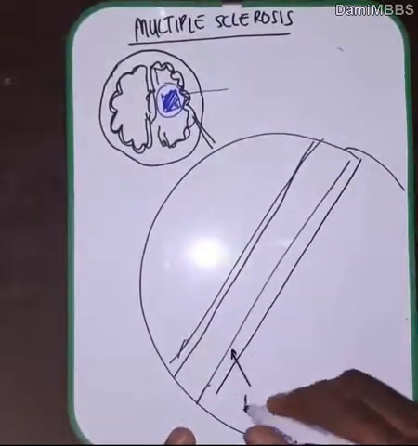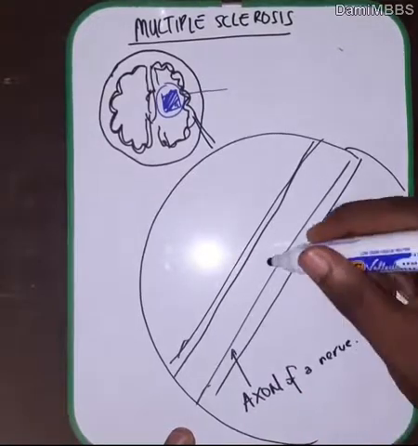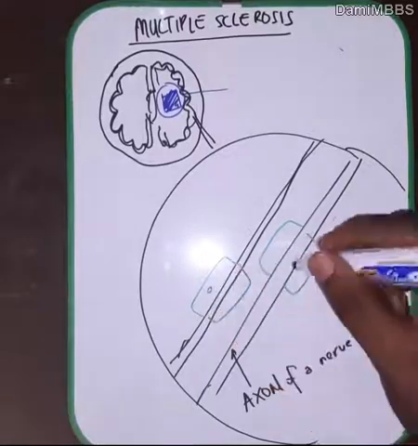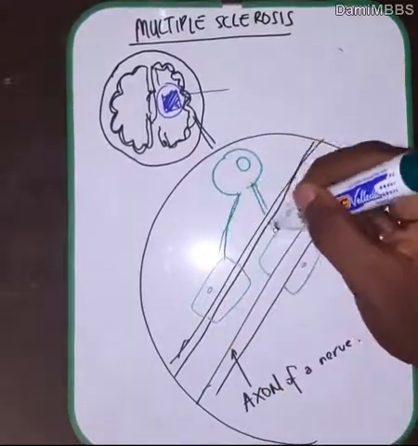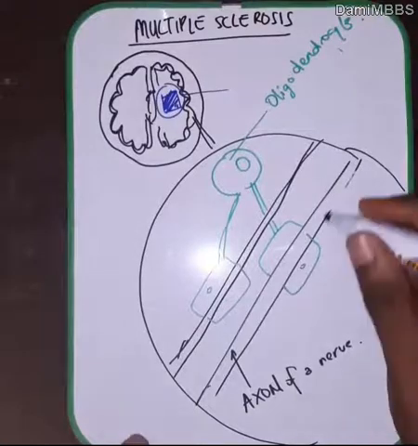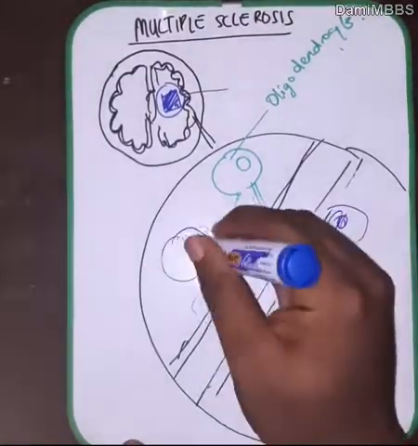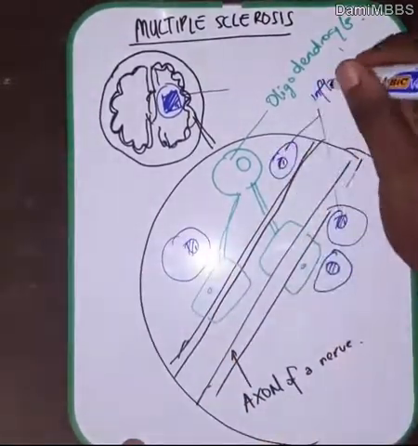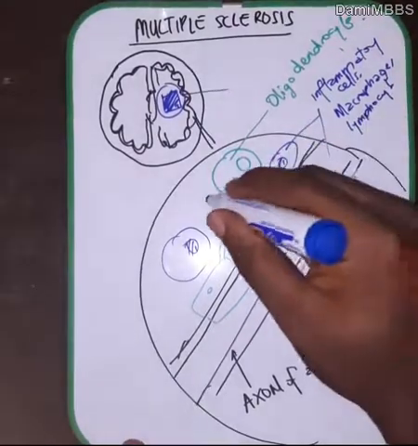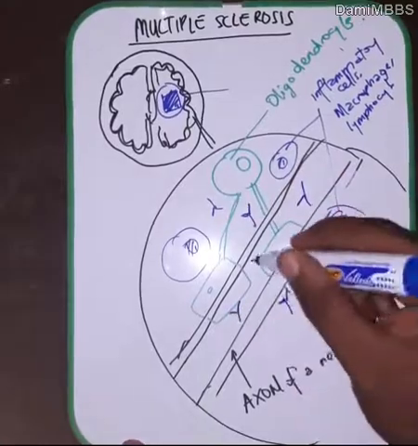Now we see the axons of the nerves and we see that they are covered by myelin. Myelin is supplied by the oligodendrocytes which cover about 2 to 3 nerves at a time. And we can see the presence of inflammatory cells, which will eventually cause demyelination and damage to the oligodendrocytes.